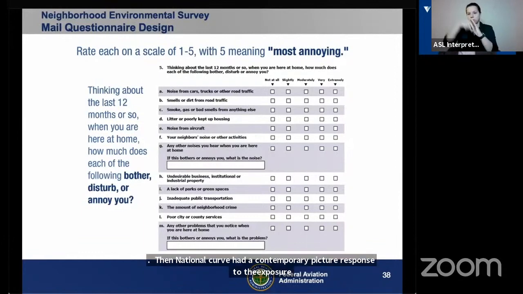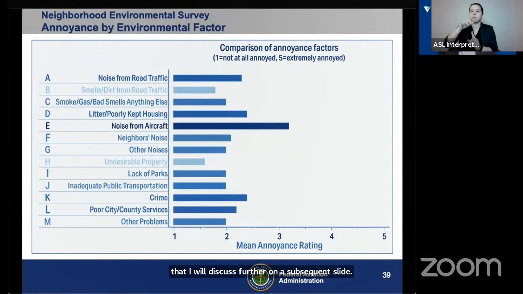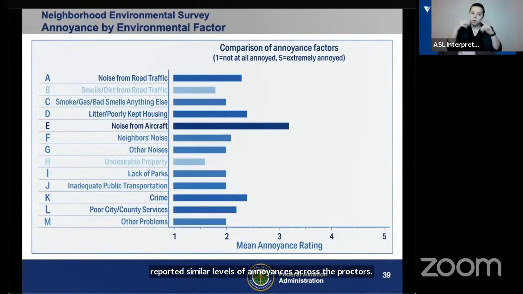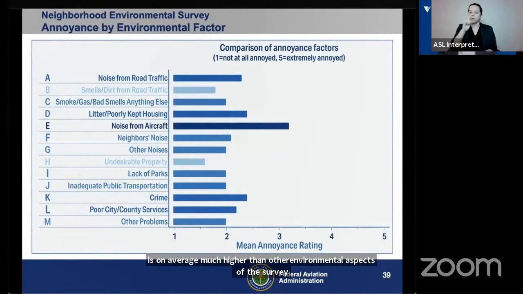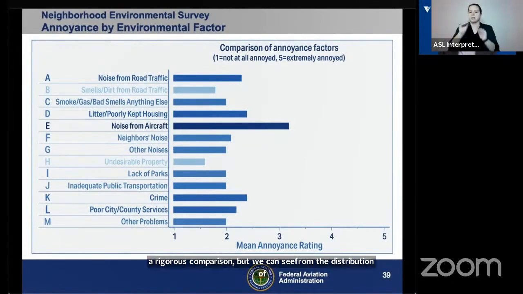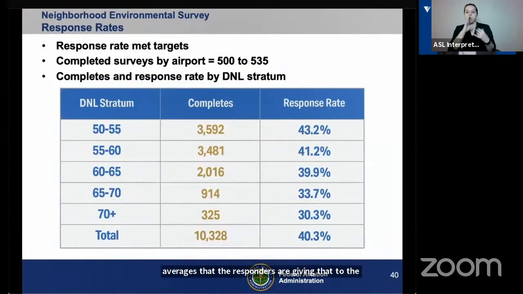While the main reason we asked about other environmental factors was to control the potential for bias, we can examine them to see if survey respondents tended to report similar levels of annoyance across a variety of factors. The data show that for the survey respondents, the annoyance from aircraft noise is, on average, much higher than other environmental aspects on the survey. Note that we do not have dose for the other factors to do a rigorous comparison, but we can see from the distribution of averages that the respondents were clearly giving thought to the questions and differentiating between the environmental factors. Now let's talk about how the data collection effort performed.